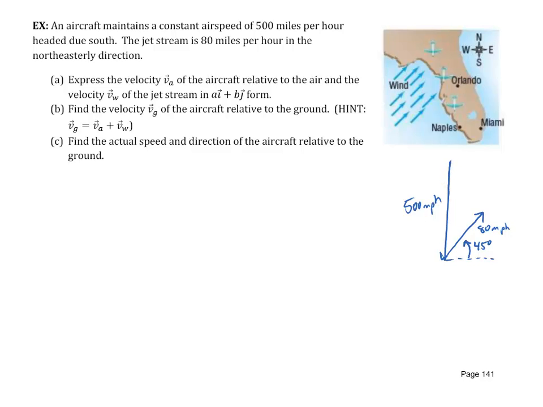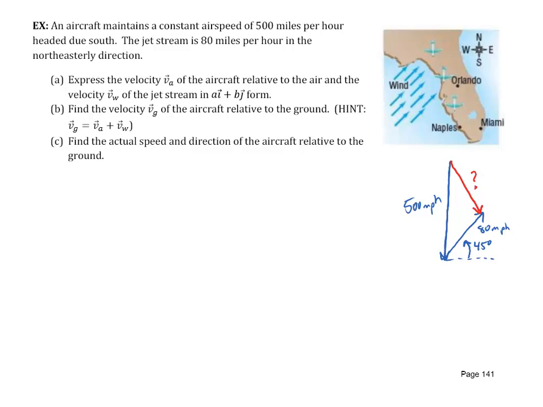So we can now, using this information, come up with two vectors that add together. Once we find their components, we can determine what the resulting vector for the aircraft is. What direction is it actually moving in? So first of all, part A, let's express the velocity of the aircraft relative to the air and the velocity vw of the jet stream, both in component form.